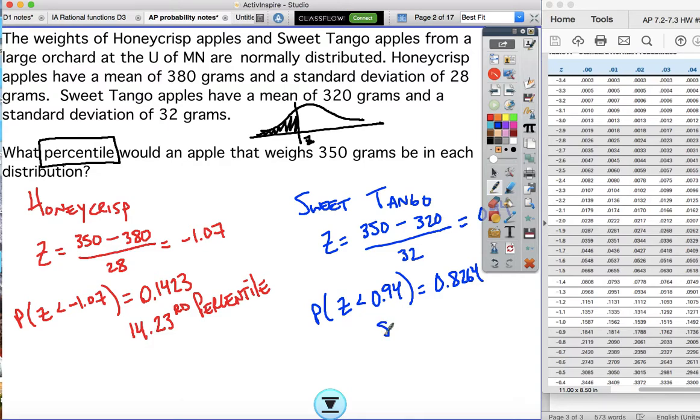So that means that it would be in the 82.64th percentile. So that means 82.64% of Sweet Tangos would be at or below 350 grams. Okay.